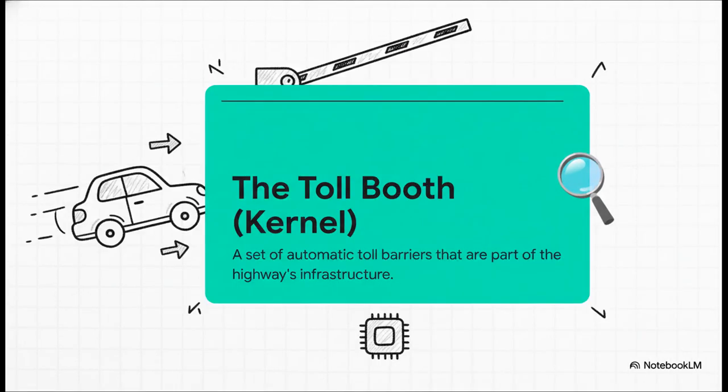All right, next on our highway, we've got the toll booth. You can think of this as the OS kernel. And in a perfect world, this thing is totally automated. The car just zips through, the gate goes up, no big deal. It's a checkpoint, sure, but it's supposed to be super fast.